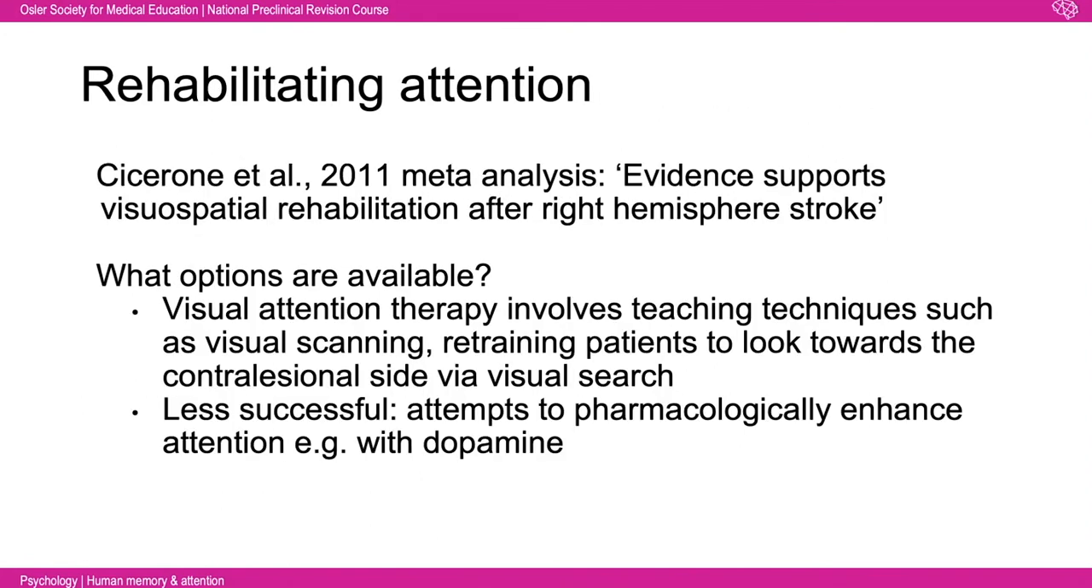So, as mentioned in your syllabus, attention is common in strokes, and therefore it's a key target of rehabilitation. And it is supported by evidence, particularly visuospatial rehabilitation after a right hemisphere stroke, which would be the classical stroke causing left-sided neglect. There are several options available. For example, visual attention therapy, which basically involves teaching people to use techniques like visual scanning to retrain them to actively look towards the side on which they have neglect, i.e. the side contralateral to their lesion.